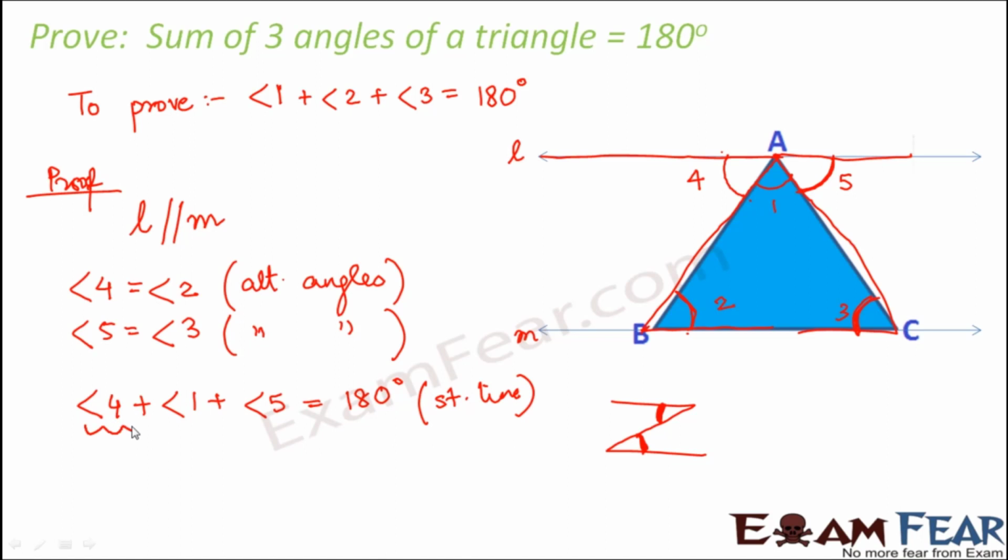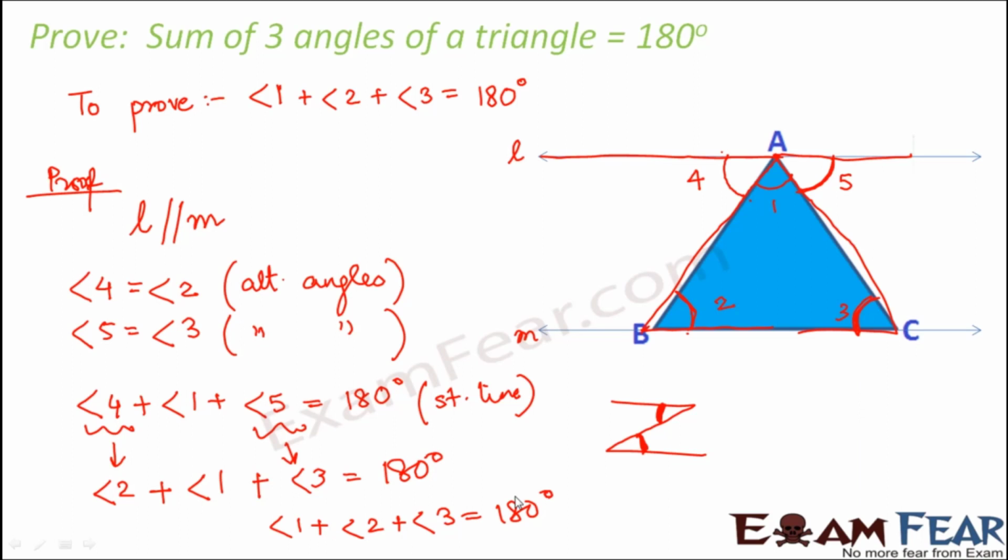Now we have seen that angle 4 is equal to angle 2. So we can write it as angle 2. Now angle 1 we will leave as it is. Angle 5 can be written as angle 3. So what did we get? We found that angle 1 plus angle 2 plus angle 3 is equal to 180 degrees. So this is what we wanted to prove, right? So we proved that the sum of the three angles of a triangle is always equal to 180 degrees.